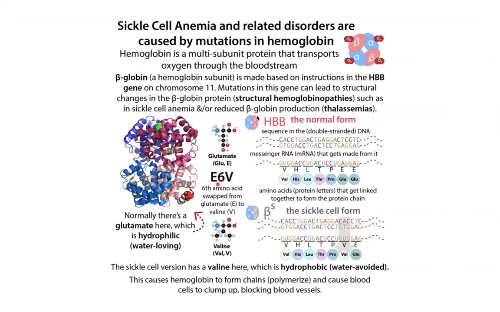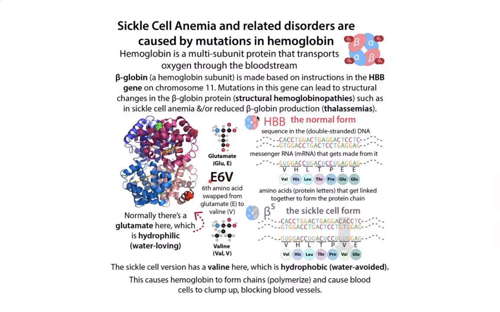How do we classify glutamate? Glutamate is an acidic amino acid. It's hydrophilic, it likes hanging out with water, and so it would be happy on the surface. What about valine? How do we classify valine? Valine is one of the nonpolar amino acids. It's hydrophobic. Normally, it's found somewhere buried in the center of a protein. So what's going to happen if we change something hydrophilic and charged to something hydrophobic, nonpolar?